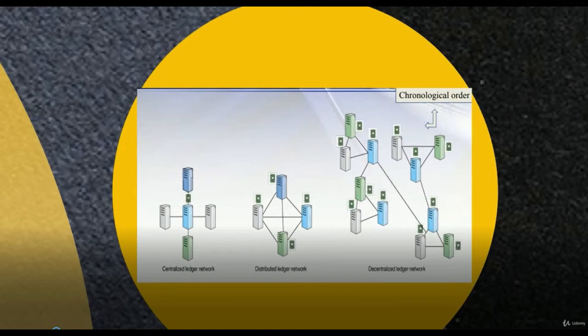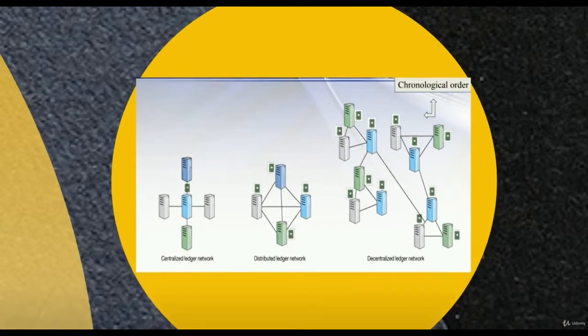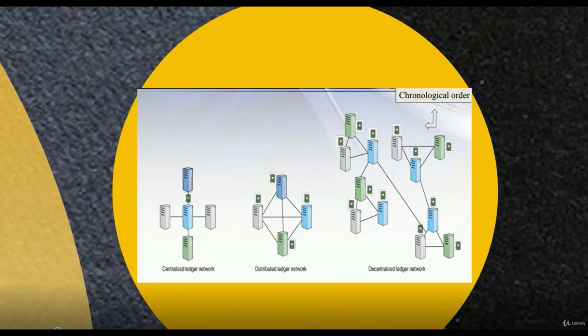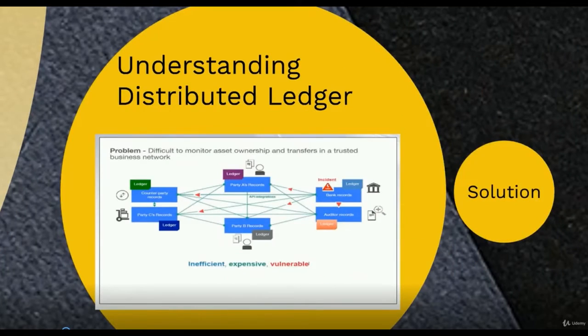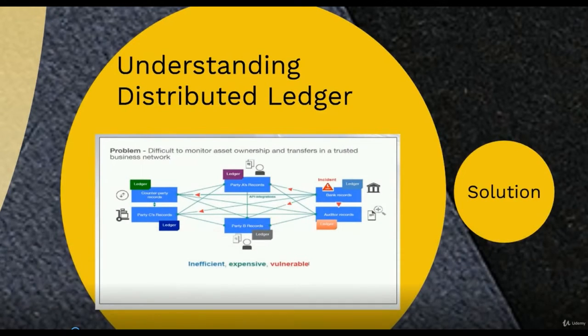Next we have seen the types of network protocols. We have the centralized, distributed, as well as the decentralized network. Now we are going to see an example of what the problem with the distributed ledger is, and why we are going for the decentralized ledger or decentralized network.